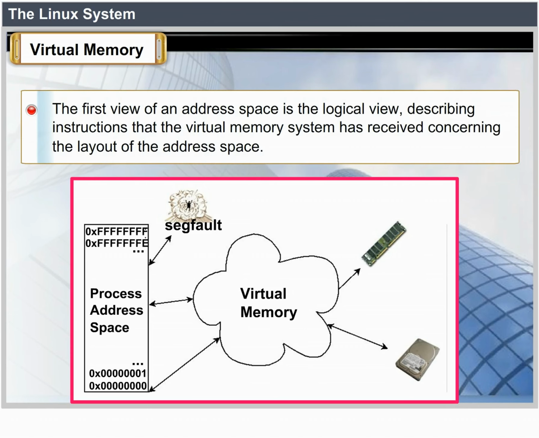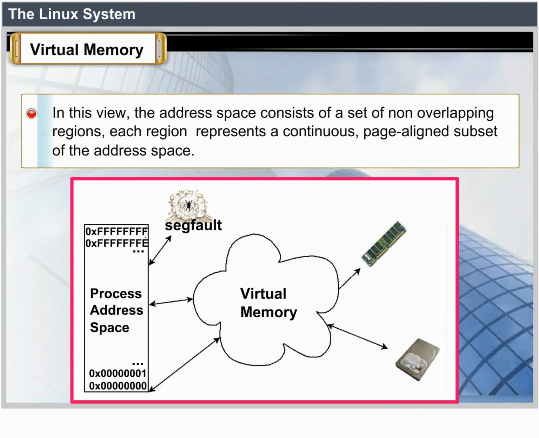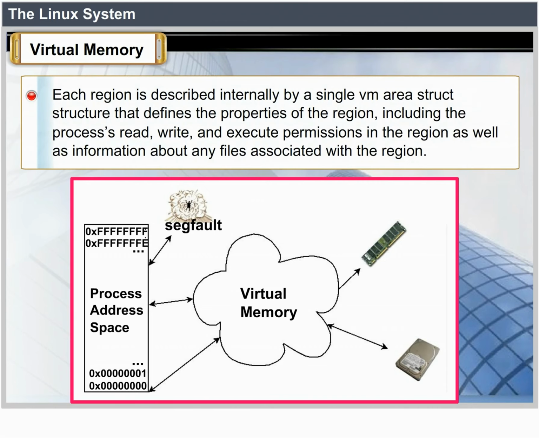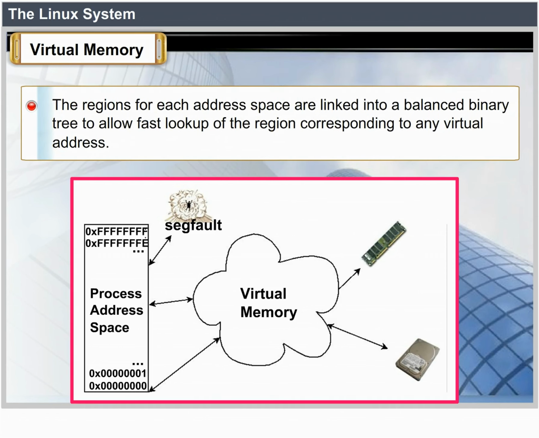The first view of an address space is the logical view, describing instructions that the virtual memory system has received concerning the layout of the address space. In this view, the address space consists of a set of non-overlapping regions, each region representing a contiguous, page-aligned subset of the address space. Each region is described internally by a single vm_area_struct structure that defines the properties of the region, including the process's read, write, and execute permissions in the region, as well as information about any files associated with the region. The regions for each address space are linked into a balanced binary tree to allow fast lookup of the region corresponding to any virtual address.